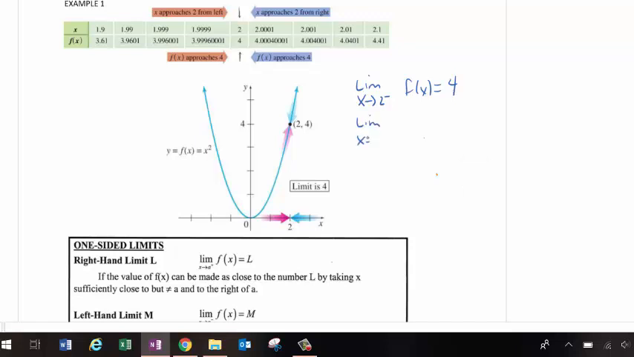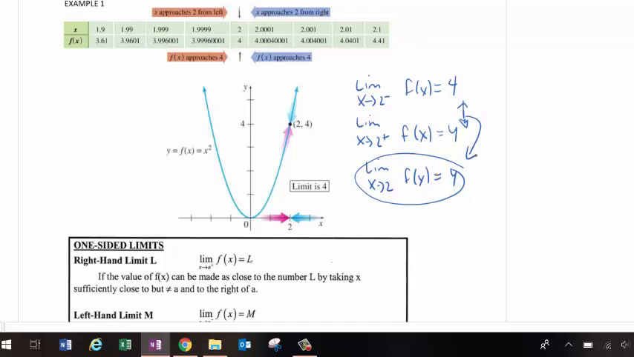The limit as x approaches 2 from the right, which is the positive beside the 2, is the blue arrow, and as I approach the x value of 2, the y value is also approaching 4. We're going to learn if these two match, which means if I'm approaching the same value from the left and the right, then the limit as x approaches 2 exists. These two have to match for this to happen.